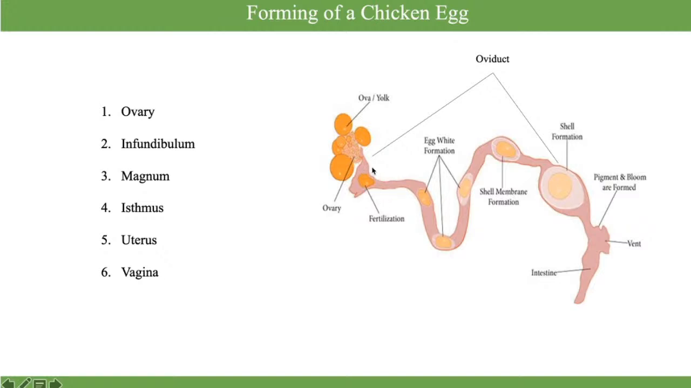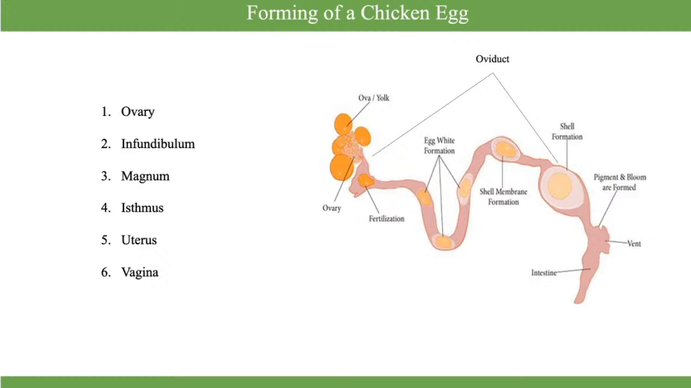Here the fertilization also occurs, and all of the other parts of the egg are added to the yolk as it passes through the oviduct. These parts include the magnum, the isthmus and the uterus, and then it goes out of the hen through the vagina and cloaca opening. As we said, the other things are added to the yolk as it passes through the oviduct. What are those other parts? The chalaza, albumen, the shell membrane and the shell all are formed around the yolk to make the complete egg. And when the complete egg is made, then it is laid.